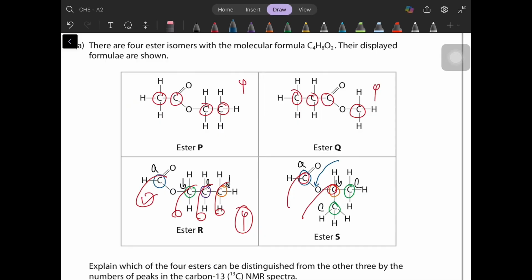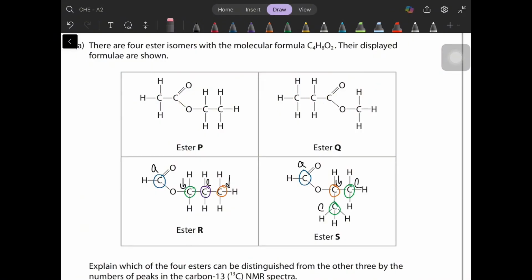This is because these two methyl groups are joined to the same common carbon that is joined with an oxygen of the ester group, right? So yes, we can identify ester S, because this is going to have three peaks, whereas the other esters are going to have four peaks, right? So let's just move on.